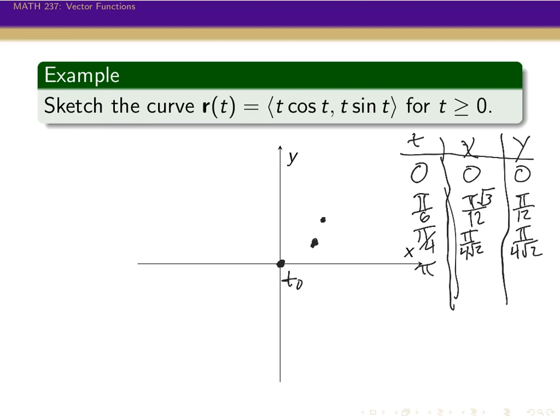Let's do pi over 3. At pi over 3, cosine of pi over 3 is 1/2. So this would be at pi over 6, and this one would be at pi over 6 times the square root of 3. And so that would be something like there.